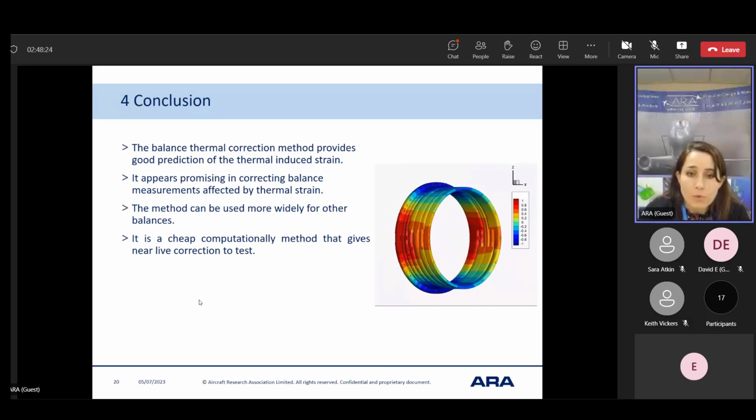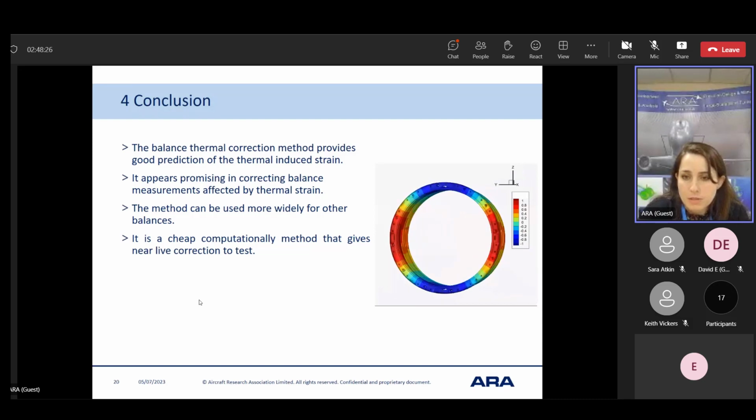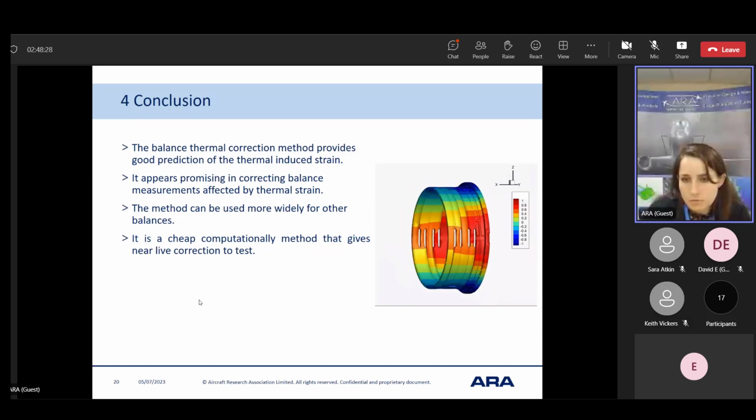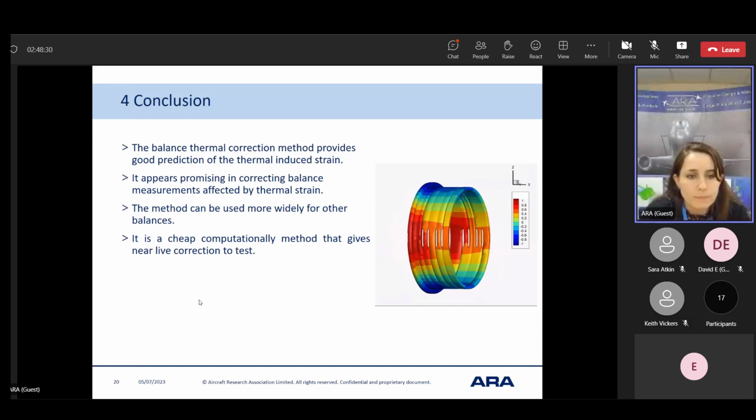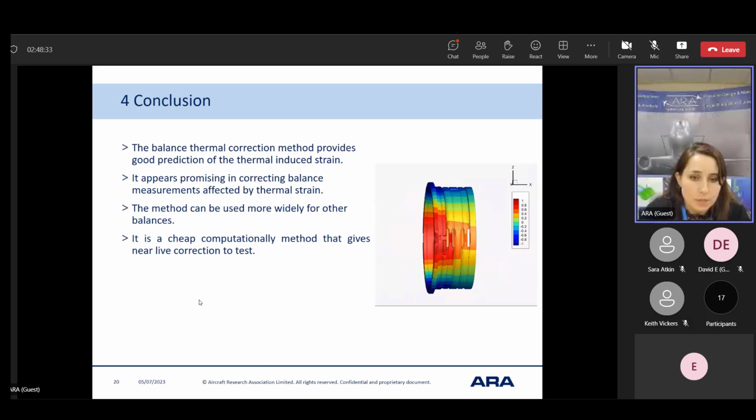This method can also be widely used for other balances, so it doesn't just restrict to this balance on the screen, and it's very cheap computationally because it gives very near live correction to test.